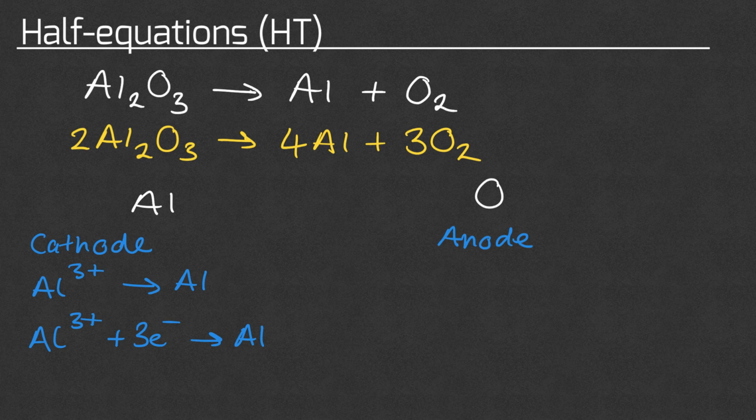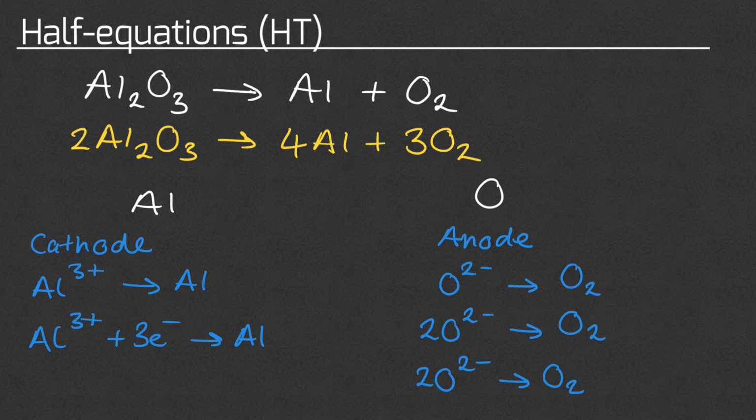The oxygen will form a non-metal ion, so its reaction will take place at the anode. We know oxygen is in group 6, it'll have a 2 minus charge, so we're going from O2- to O2. We balance the half equation, so we've got 2 oxygens on each side, and then add the electrons to complete the equation. Again, watch the half equations video if you're unsure on how we've written these.